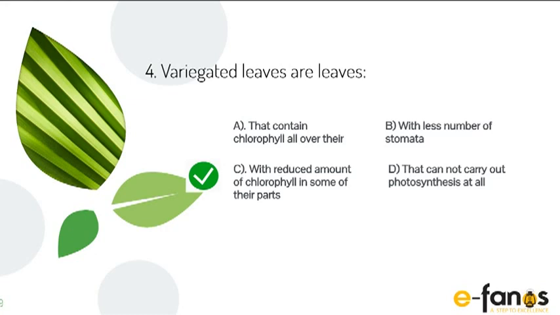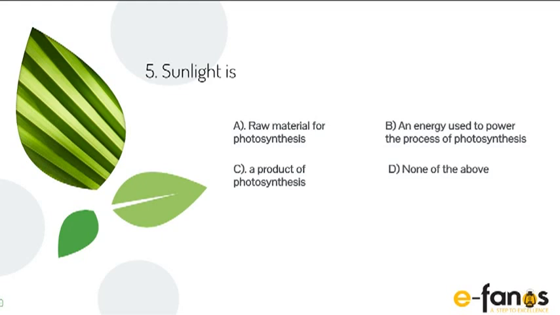Question 5. Sunlight is A, raw material for photosynthesis, B, an energy used to power the process of photosynthesis, C, a product of photosynthesis, or D, none of the above. And the correct answer is B, an energy used to power the process of photosynthesis.